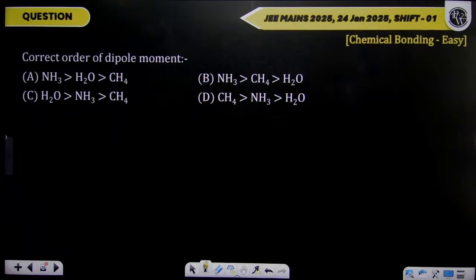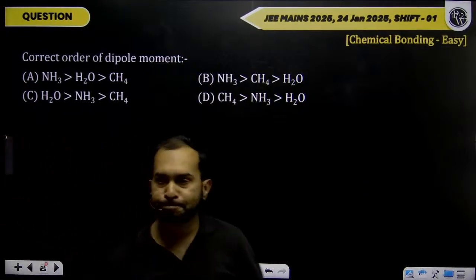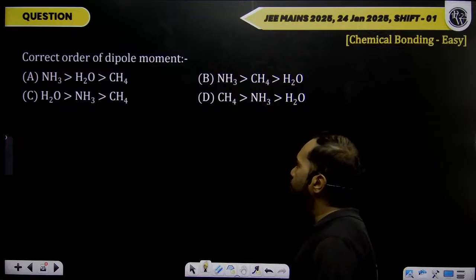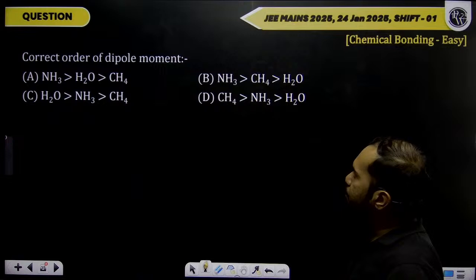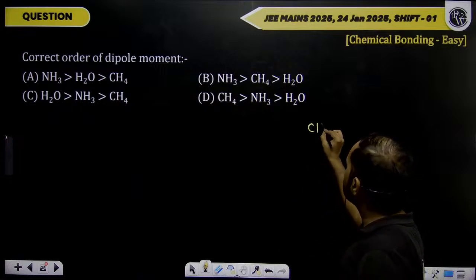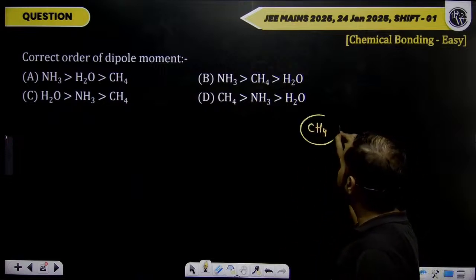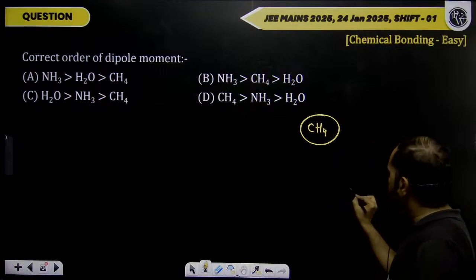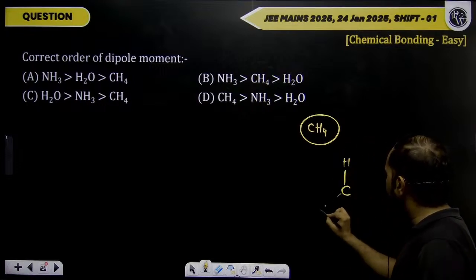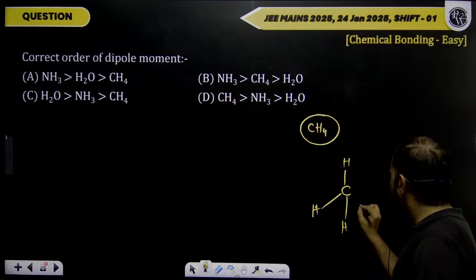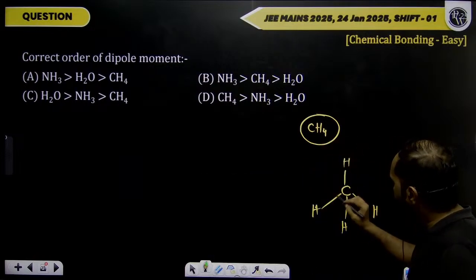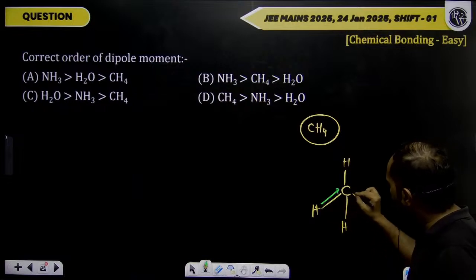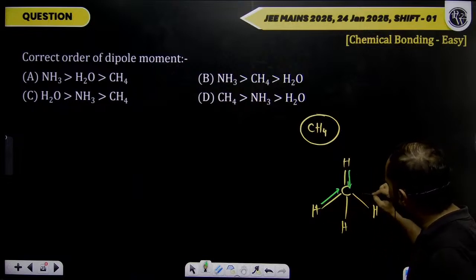Okay, next question: dipole moment, chemical bonding. 3 molecules are given, and we have to talk about the dipole moment. One of the options is CH4. You can easily say that CH4 has a perfect tetrahedral shape. All the bond angles are 109 degrees 28 minutes. So over here, the direction of the dipole moment will be like this.